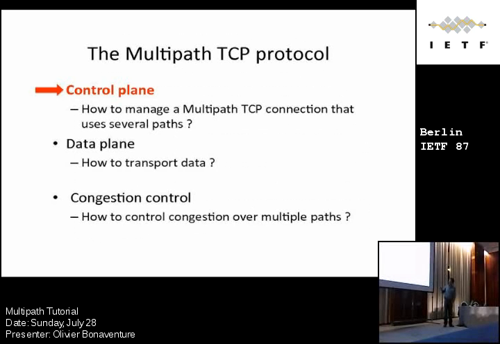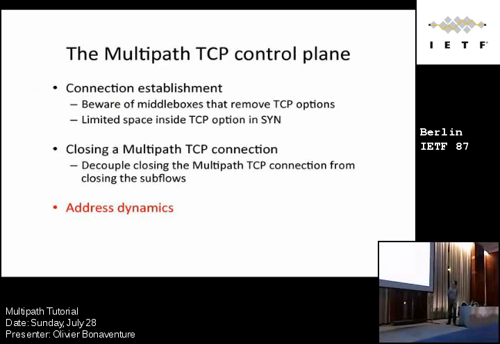So we have seen the basics. Let's go back to the control plane because I have not explained everything about the establishment of a TCP connection. And I've kept the things a bit too simple. So if you look at the multipath TCP control plane, we have to look at how we establish a connection. We don't have time to look at the close of a TCP connection, but we'll have a look at how we do address dynamics and how we manage the change of addresses. So let's have a look at connection establishment again.